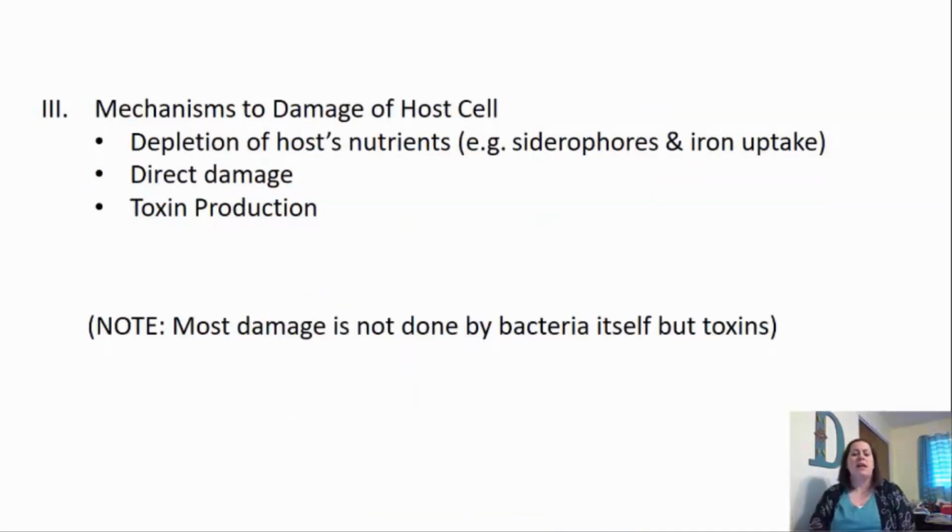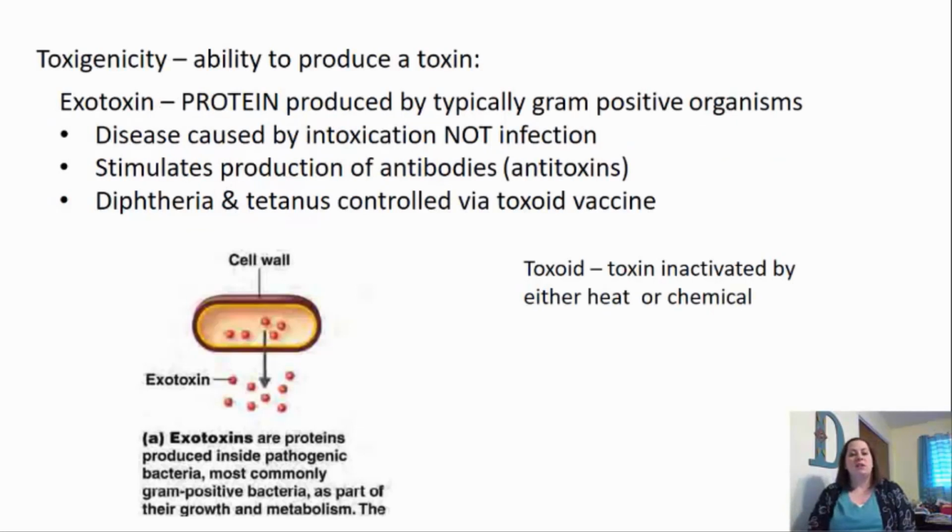There's also ways that they can actually damage the host cell. One way is depletion of the host nutrients. There's also direct damage and also toxin production. A quick note here is that most damage is not done by the bacteria itself. It's actually done by the toxins that are potentially released by them. So let's look at toxigenicity. This is the ability to produce toxin.